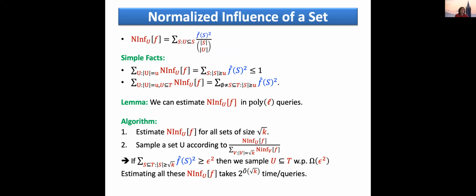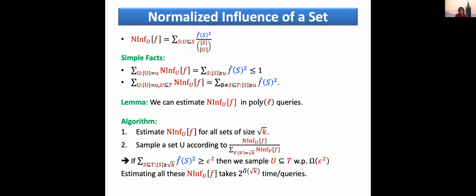So first thing I'll note is that estimating all of these normalized influences takes roughly 2 to the square root k time in queries. Really, it's k to the square root k, k choose square root k. But that works out to 2 to the O tilde square root k.